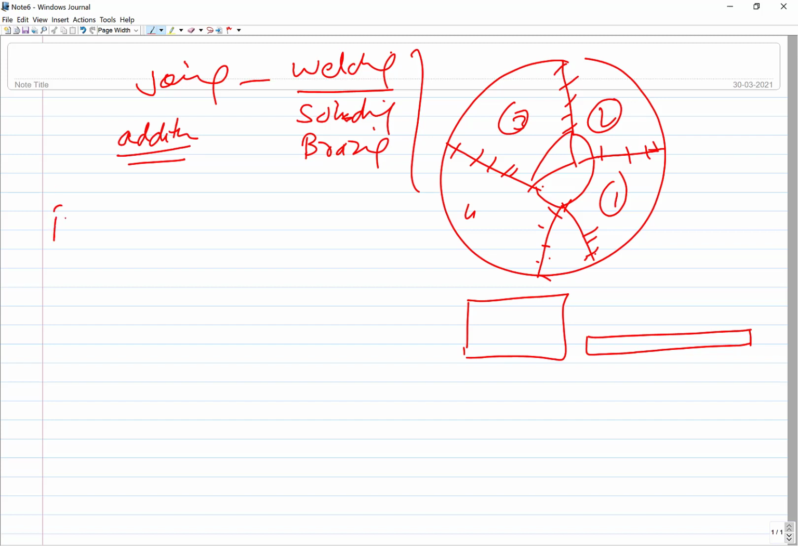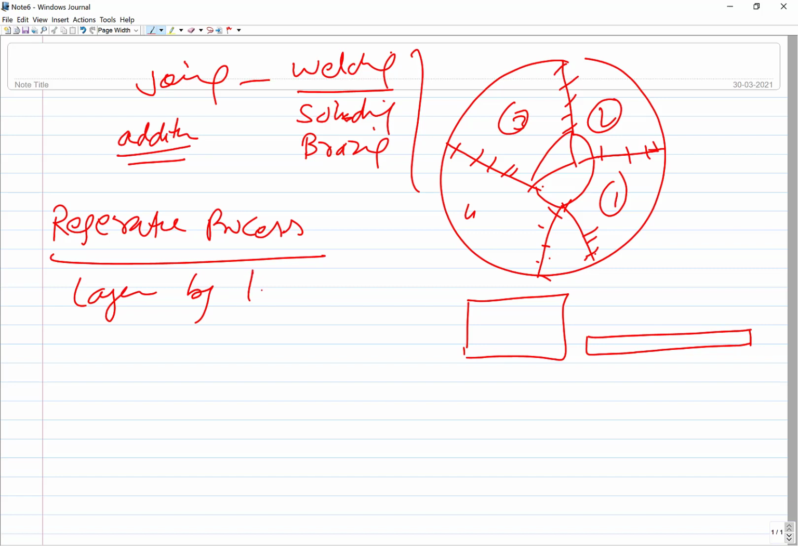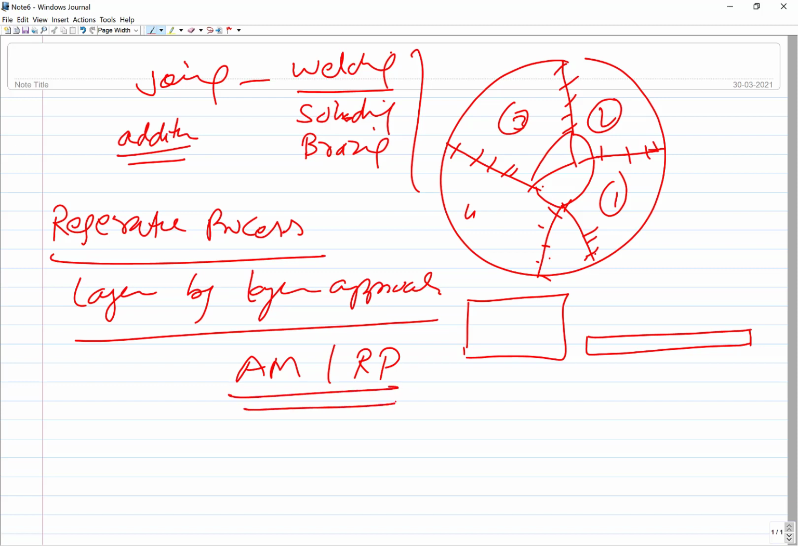Lastly, the fourth one, regenerative processes. Regenerative processes are the latest and newer category of processes, wherein what you see is called the layer by layer approach. Nowadays, additive manufacturing and rapid prototyping are part of these regenerative processes, where the material may be used in different forms.